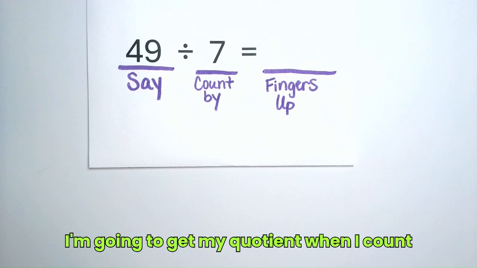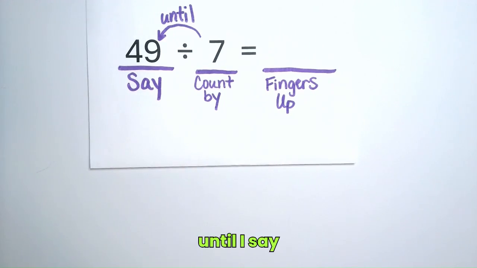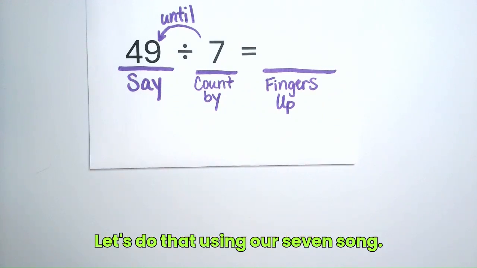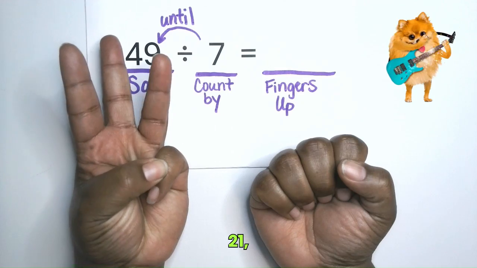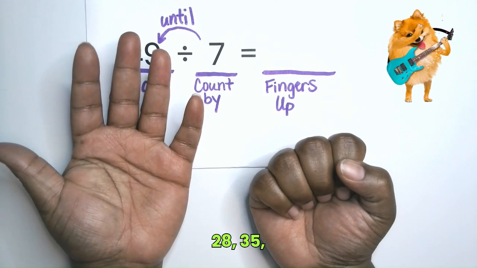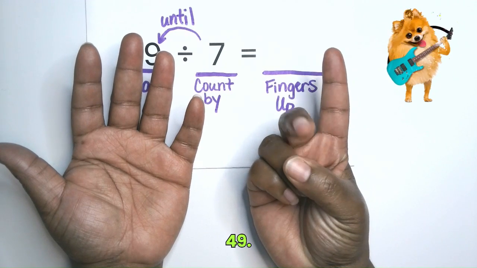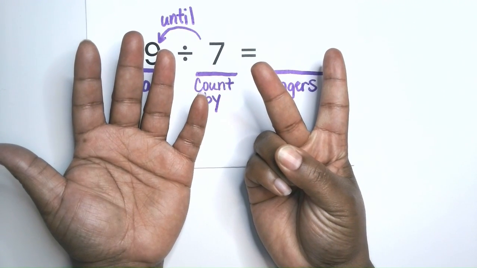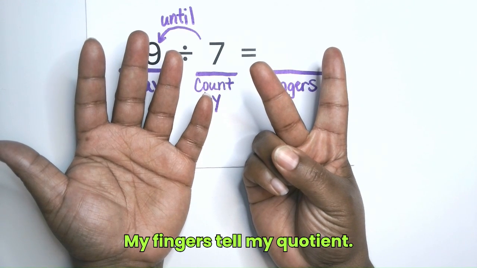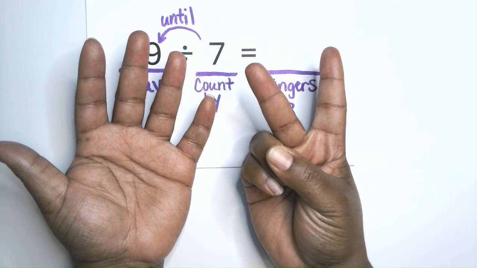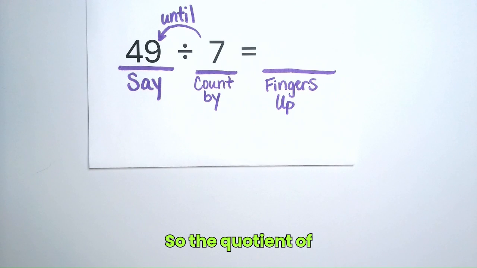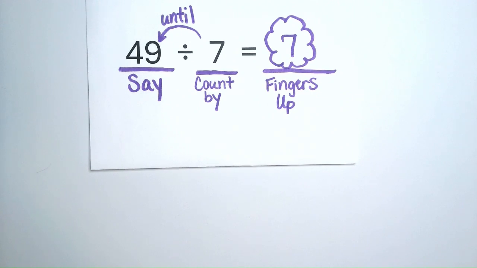I'm going to get my quotient when I count by 7 until I say 49. Let's do that using our 7 song. 7, 14, 21, 28, 35, 42, 49. My fingers tell my quotient. The number of fingers I have up is 7. So the quotient of 49 and 7 is 7.